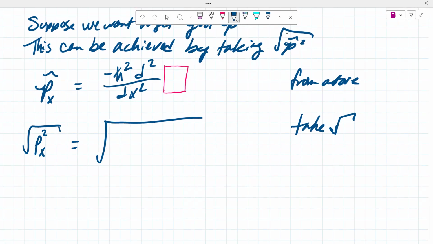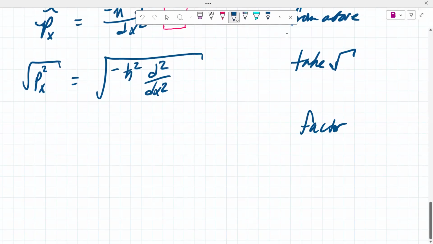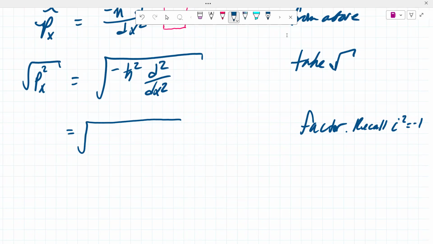Oh, we have a negative sign here. What happens when you take the square root of a negative? Now we're going to need to do some factoring. And also recall that i squared equals -1. So if we have multiple factors, like the same thing inside here, then we would be able to pull it outside the operator.